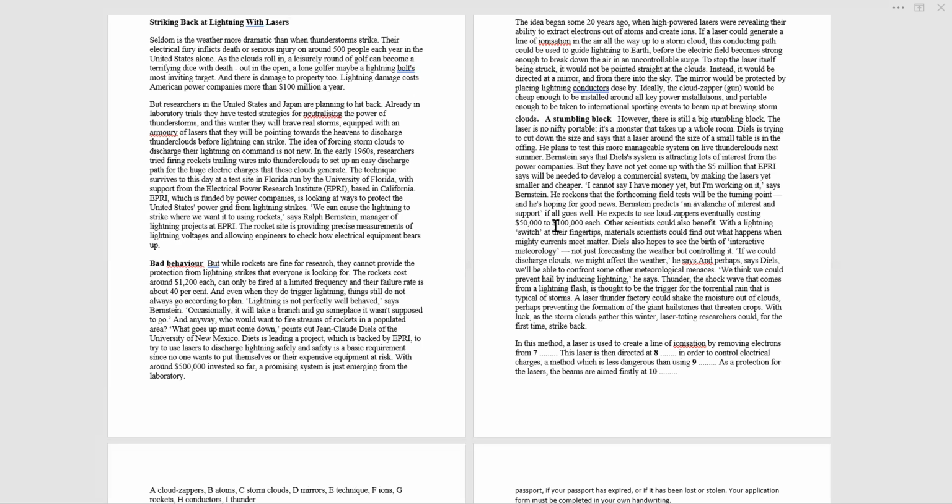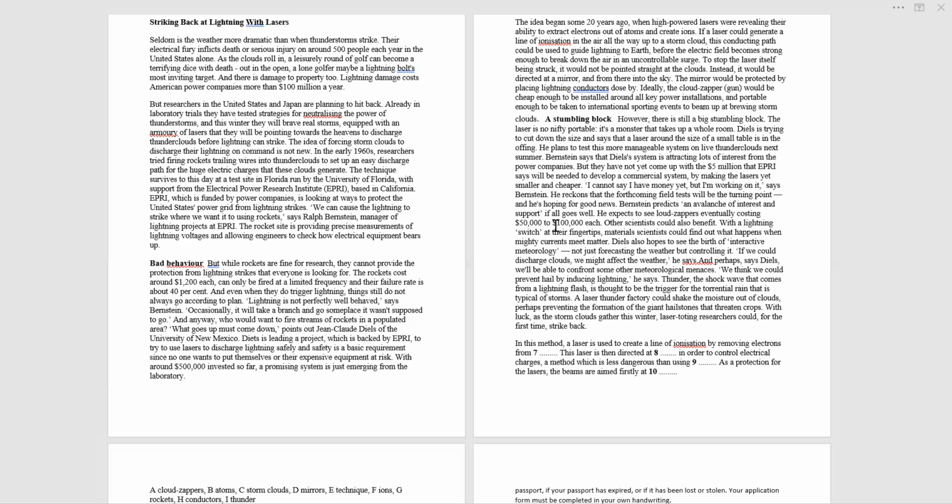In order to control electrical charge, a method which is less dangerous than using dash. So you see, you read this one, they move up to the storm clouds, and this conducting path could be used to guide the lightning to earth before the electric field becomes strong enough to break down the air in an uncontrollable surge. So basically they have paraphrased the whole thing. In order to control electrical charge, electrical surge, a method which is less dangerous than using what?